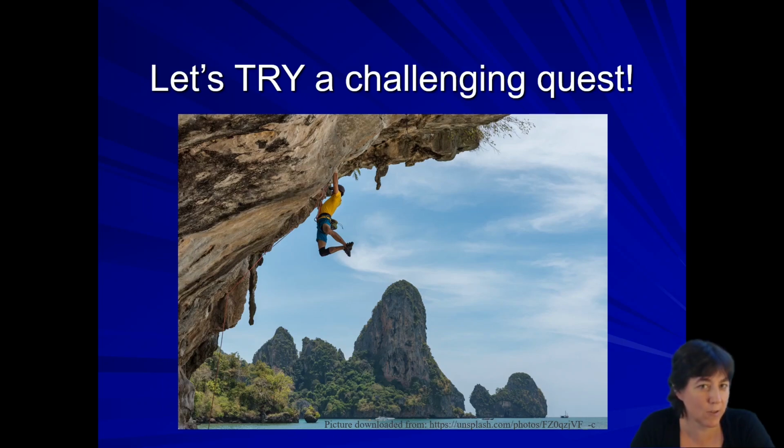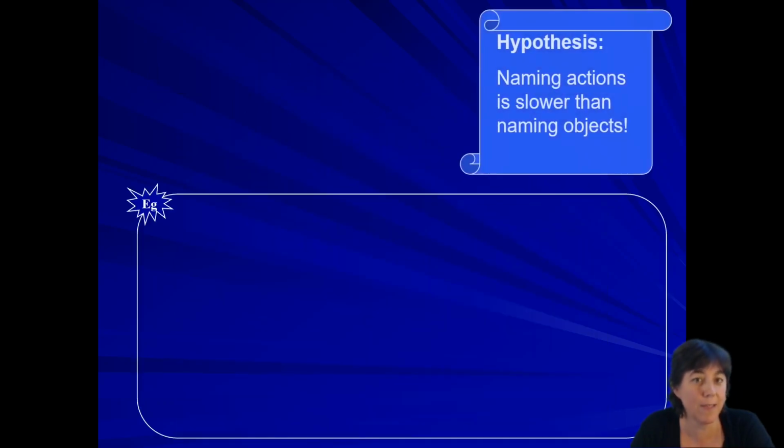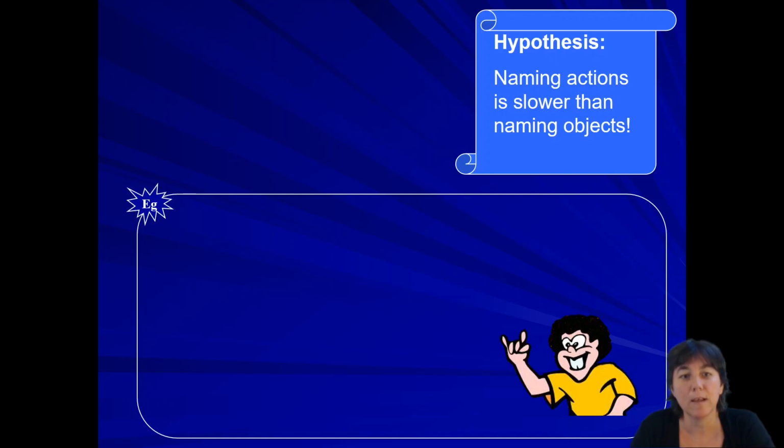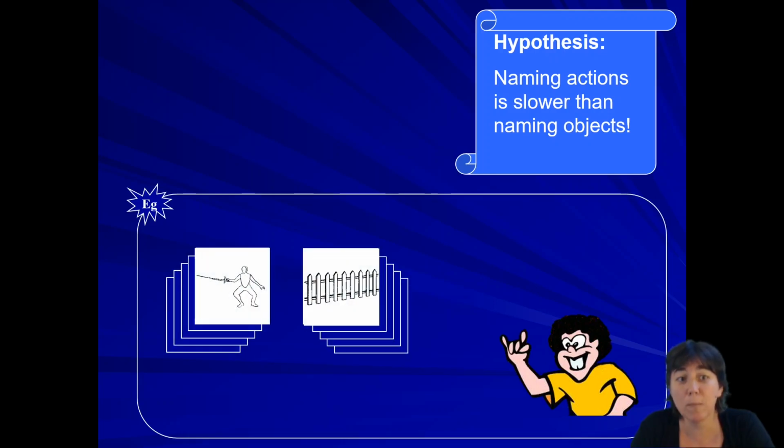Okay, let's have a challenging quest still in this domain. It's a little bit more difficult, needs a little bit more thinking. If I'm saying, again, a very typical cognitive study, naming actions is slower than naming objects. You can test this hypothesis many ways, but one very good way is having the subject name homonyms. Here we have a single subject naming action and object pictures mixed in a speeded experiment.